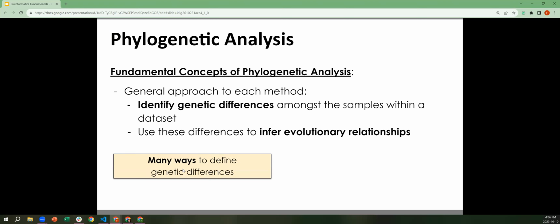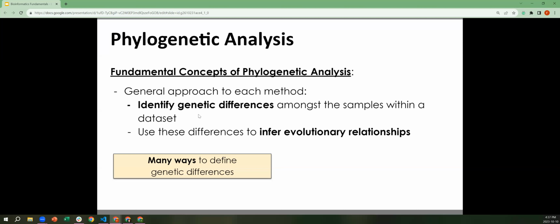Many ways to define genetic differences. I should also mention SNPs are not the only way. Single nucleotide polymorphisms are not the only way to define genetic differences. We can look at something like whole genome sequence typing, where rather than looking at individual nucleotide differences, we're looking at whole different versions of genes and constructing our phylogenetic tree based on having the same sets of genes, having matching sets of genes within genomes rather than looking at individual nucleotide differences.